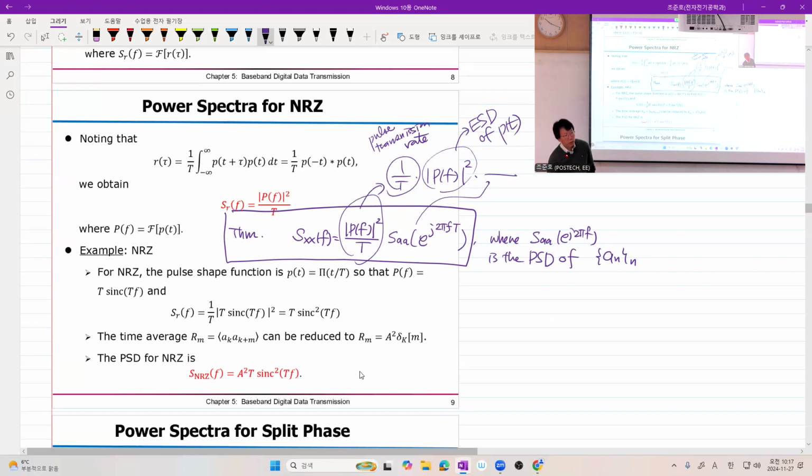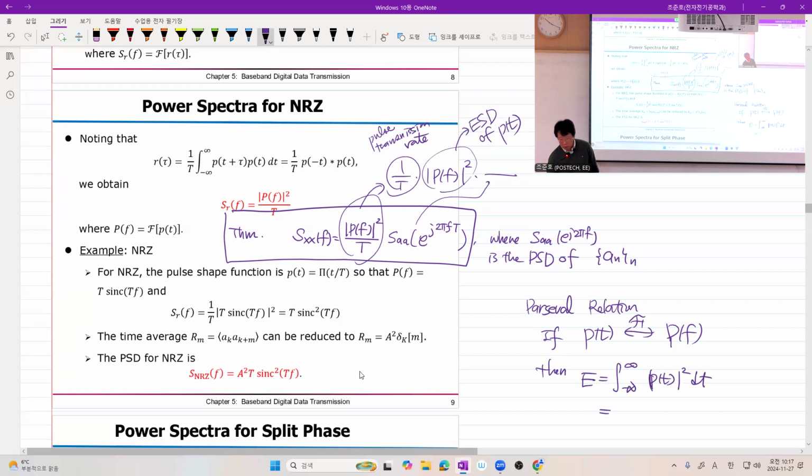Where? When you studied Parseval's relation. There are probably around 4 Parseval's relations or Parseval's theorems. Among them is this one. Suppose a continuous time signal has its Fourier transform pair, capital P of f. Then the energy of this pulse P, defined in the time domain as the integral of P of t magnitude squared dt, equals this one. Of course, this is the simplified version, and the more generalized version is called the Parseval-Plancherel relation.